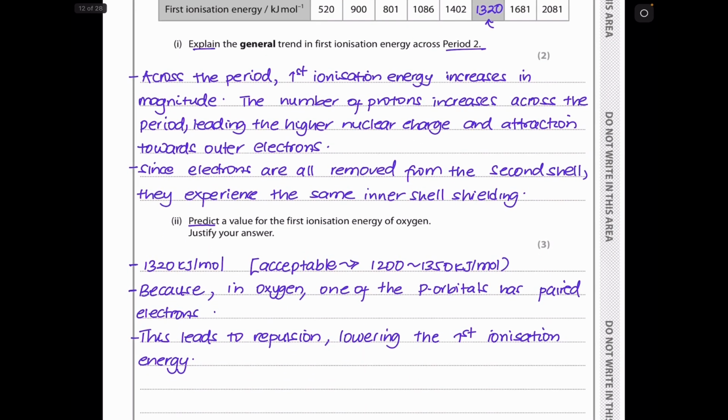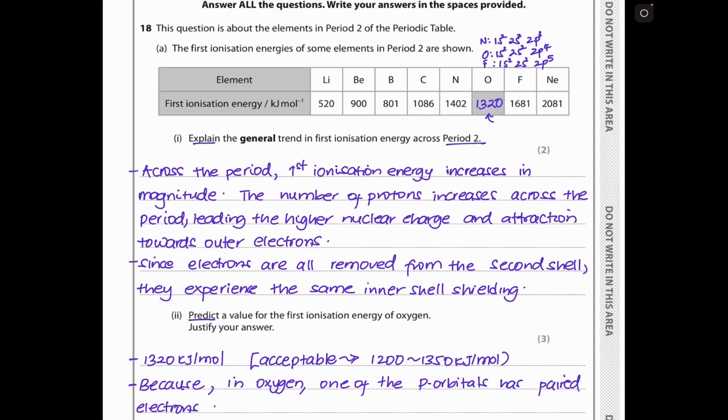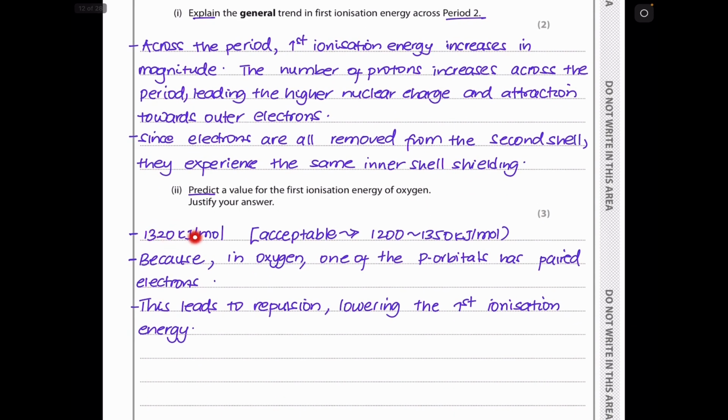Next is a predicted value for the first ionization energy of oxygen, and they want you to just find your answer. So if we look at the electronic configuration, oxygen is going to be 2p4, this is 2p3, and this is 2p5. So it's going to be in between here. So I chose 1320. So I said 1320 kilojoules per mole.